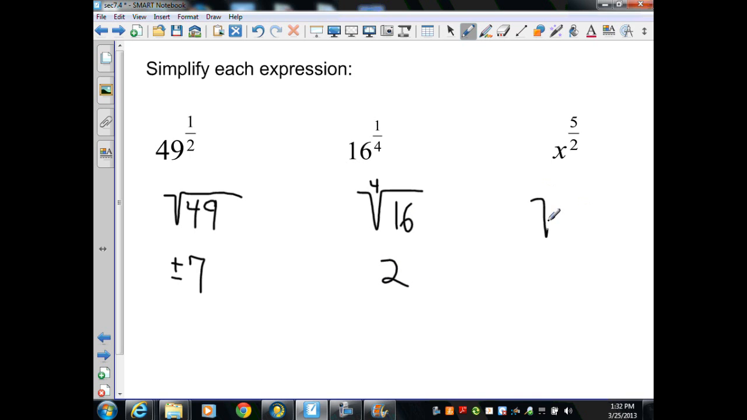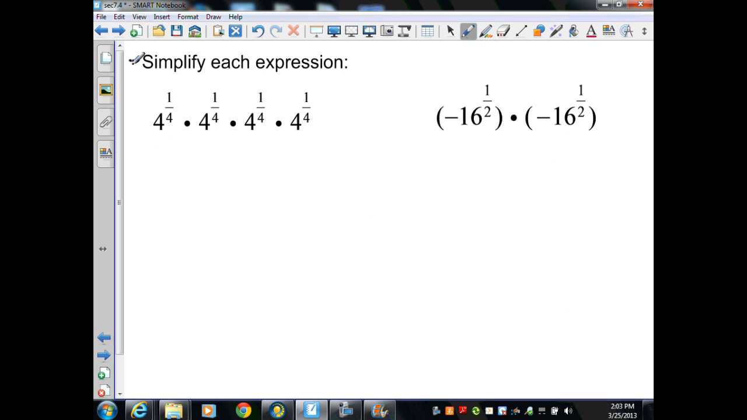Here I have the square root of x to the fifth. And I can simplify this by writing x to the fourth times x. Because, like bases, I add the exponents. 4 plus 1 is 5. Now I can take the square root of x to the fourth, which I know to be x squared, leaving me this x under the radical.